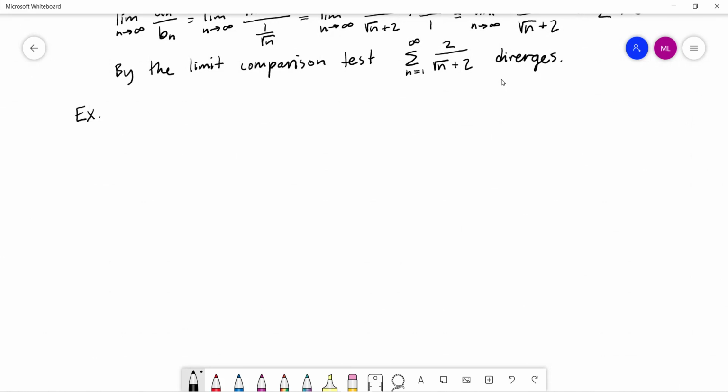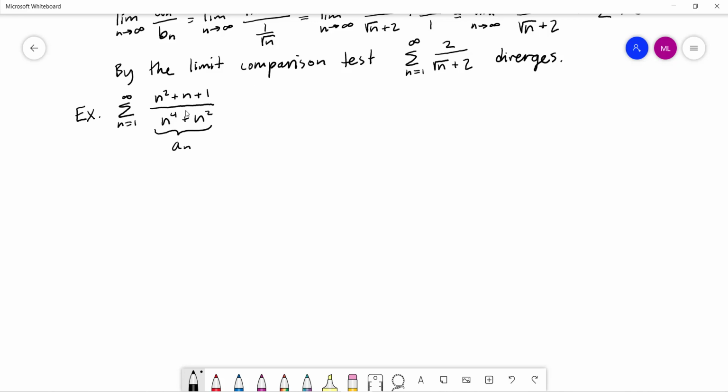So let's do another example and see if we can anticipate what the behavior is going to be before we formally justify it. I want the sum from n equals 1 to infinity of n squared plus n plus 1 in the numerator, and let's do n to the 4th plus n squared in the denominator. So again, this is my a sub n. Is this thing going to converge or diverge?